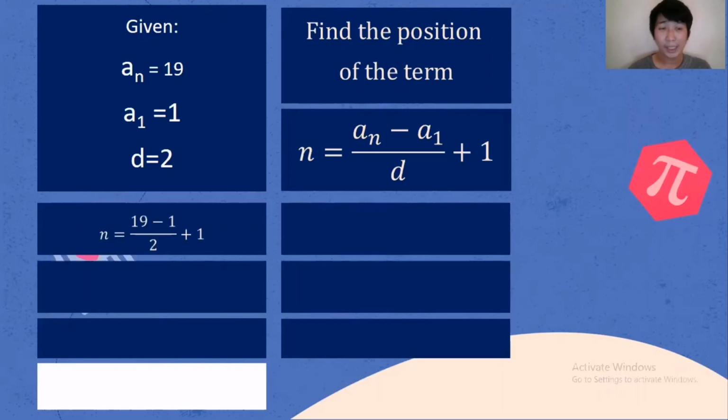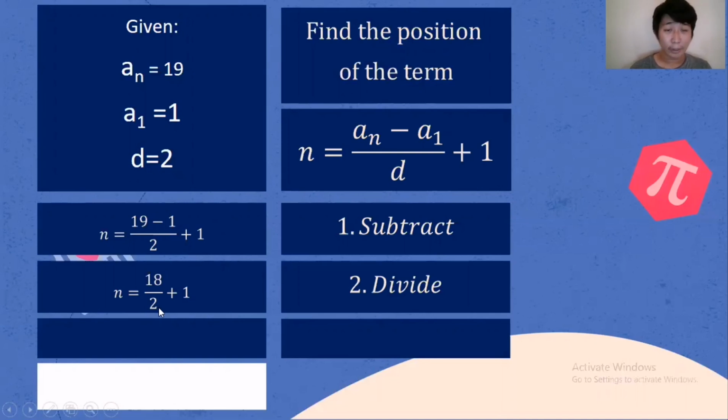What is our first process? We subtract 19 minus 1, that is 18. The next process, we divide 18 divided by 2, that is 9. We bring down 1. And the last step, obviously, is add. So n is equal to 10.